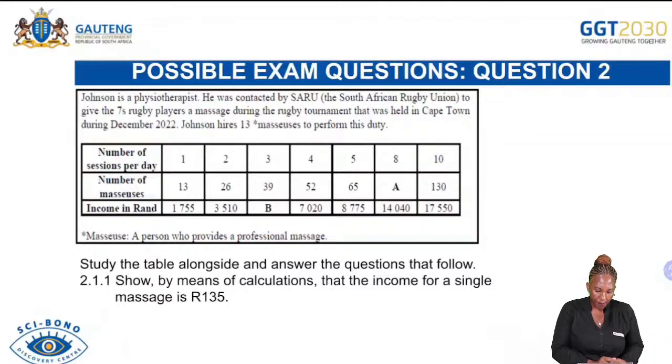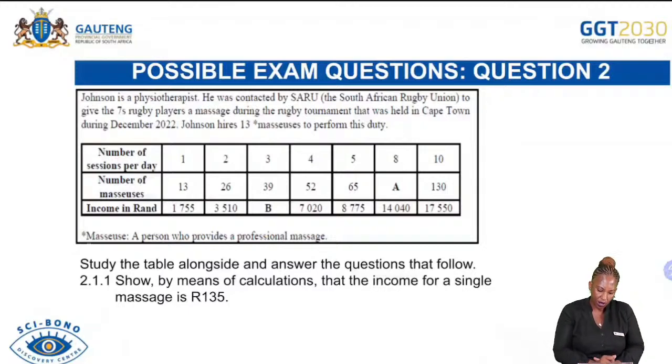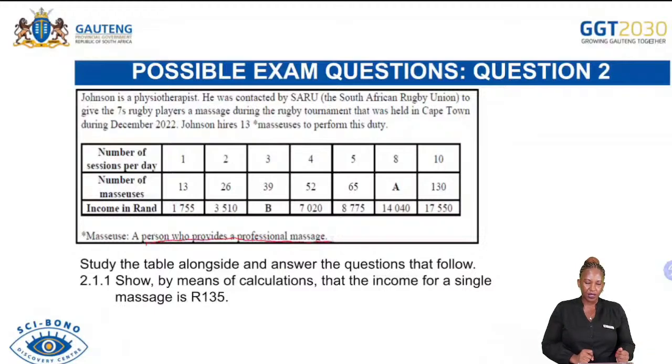What is a masseuse? A person, as you can see, boys and girls, what I like about our scenario is they will even explain the words that you don't know, to say a masseuse is a person who provides a professional massage. So Johnson, since he's a physiotherapist, hires people to come and assist him in his business. And then how much is he charging? We go now back to our table.